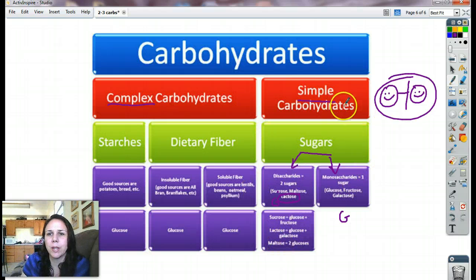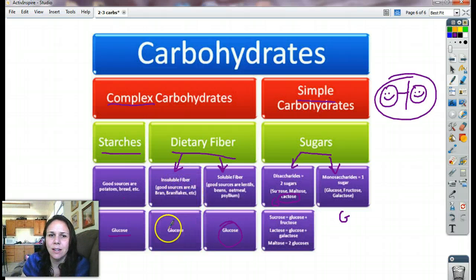Okay, simple sugars, quick energy. On the other side, complex: starches, like pasta and bread. Good sources are potatoes and bread, and they provide you with glucose. Dietary fiber comes in two kinds: the kind you can digest and the kind you can't. The kinds you can digest are lentils, beans, oatmeal, and something called psyllium. It's basically the outside of wheat, and it'll break down and give you glucose. Insoluble fiber, good sources are bran flakes, bran, all that good stuff.